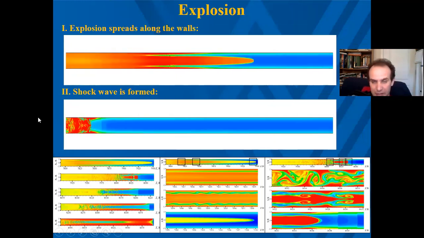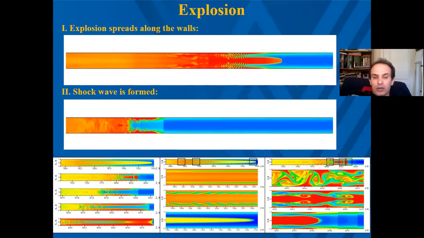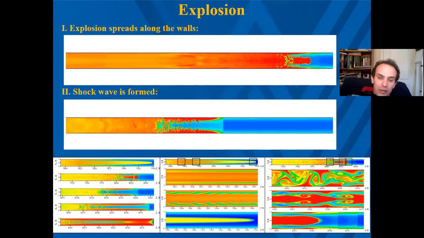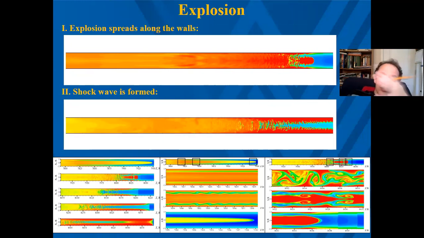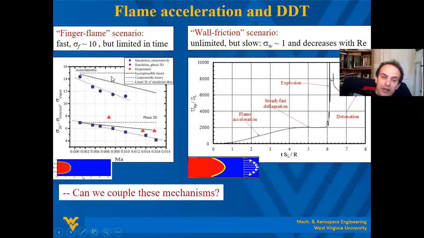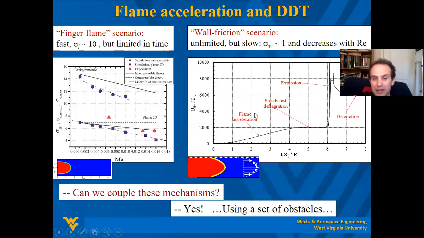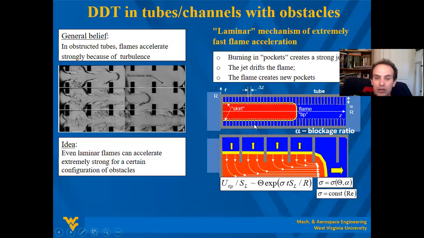how it goes, and how detonation happens. So the key point here is that it may detonate, but you need a long time for this. So basically here you have finger flames, which is fast but limited in time, and wall friction, which is slow but unlimited. And to combine them, we managed to build obstacles.